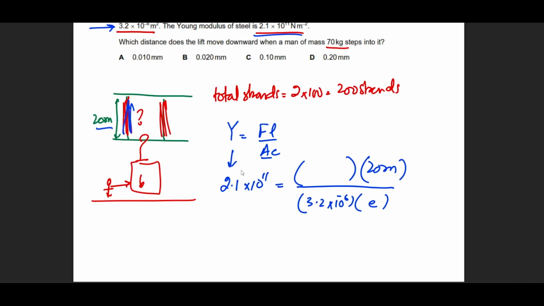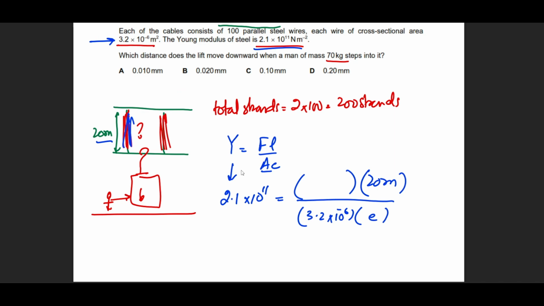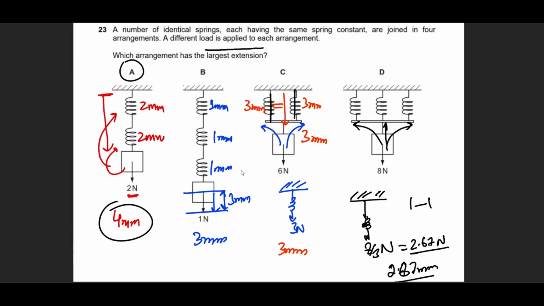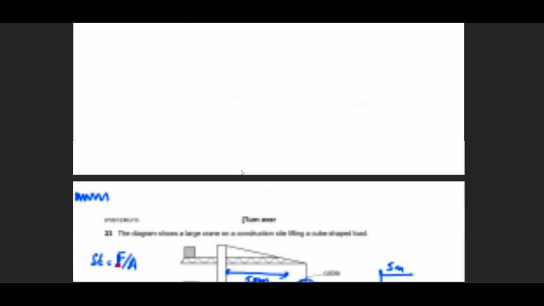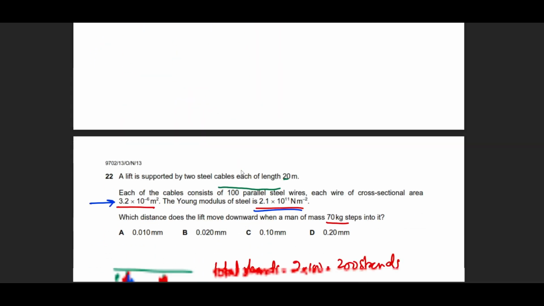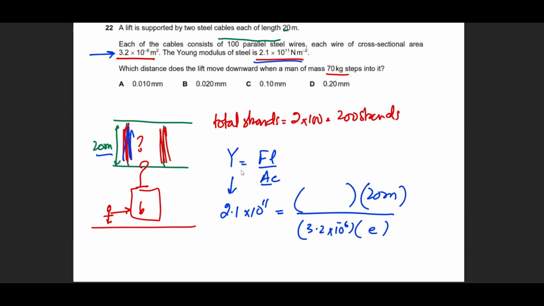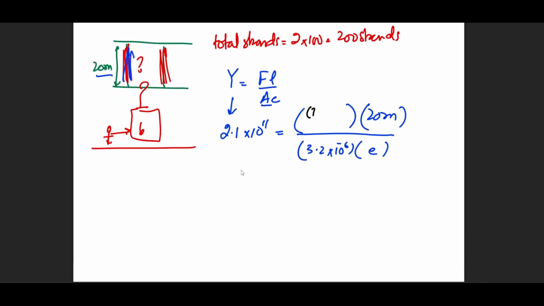So how to put in the force? What will be the value of force? Notice that in previous questions, we understood that if we have parallel springs or parallel wires, the load actually divides. So what's going to happen over here? If we have 100 different strands and 200 different strands in total, that means the load is going to be divided onto 200 wires individually. So this 70 kg first has to be converted into newtons by using the formula mg, and that will be divided by 200. So be careful. Over here we'll put 70 multiplied by 9.81, then divided by 200, because this force will be divided among all 200 strands equally.